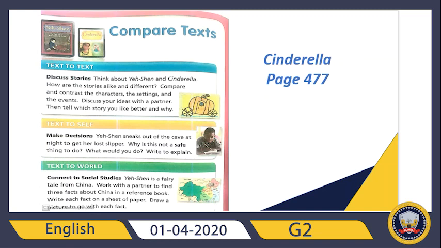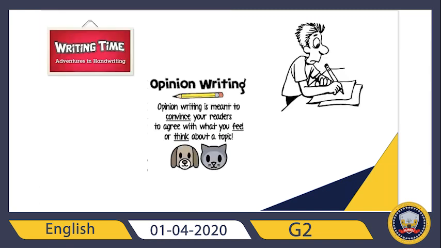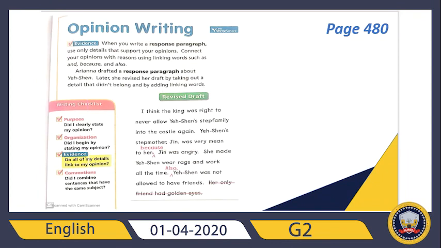Now it is writing time. Today we are going to do opinion writing. Opinion writing is meant to convince your readers to agree with what you feel or think about a topic. So here a topic is given to you and you have to write something so that whoever is going to read your paragraph or your essay should be convinced that whatever you have written is correct and your opinion is respectful. So let us move to your book, page number 480, opinion writing.